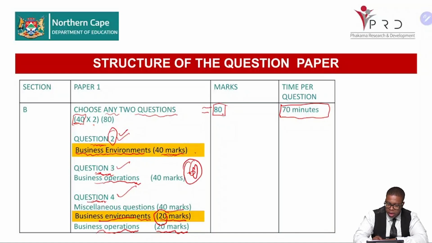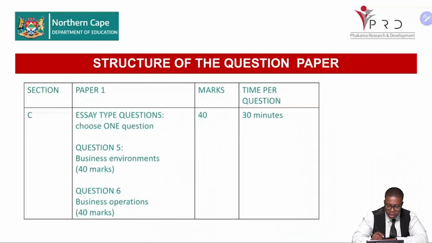And you also have the last section, which is now section C. In section C, you have an essay type question, which is allocated 40 marks, and the instruction is choose one question. And what does that mean? They say choose one question because the section has 2 questions to be answered. Therefore, you are expected to choose one between question 5 and question 6.